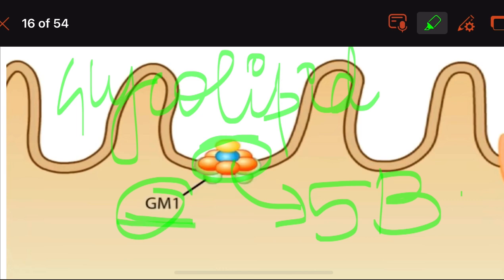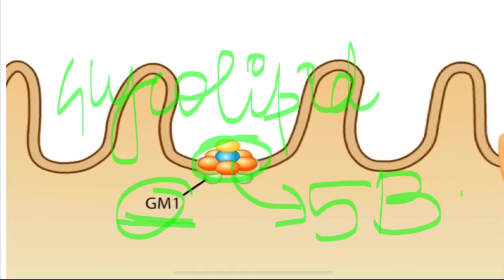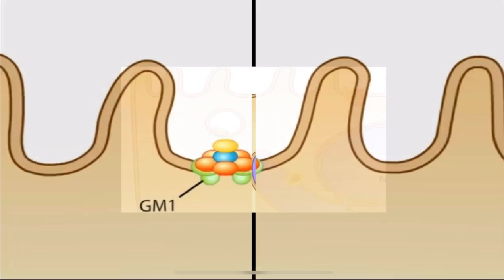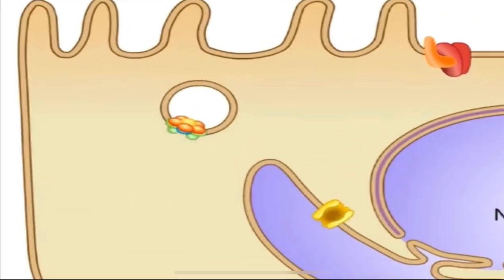And this ganglioside GM1 is found on the surface of intestinal epithelial cells. Is it clear? The toxin went and bound to the GM1. Next, this binding is going to trigger the endocytosis, where the entire toxin gets internalized into the cell.